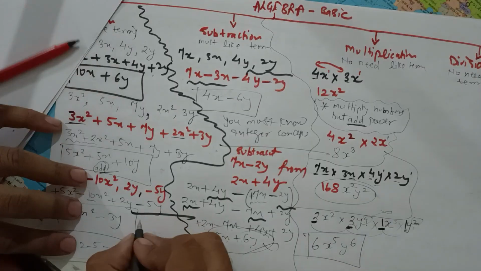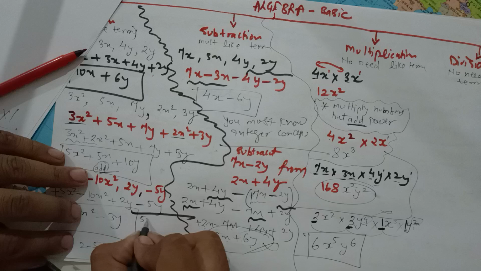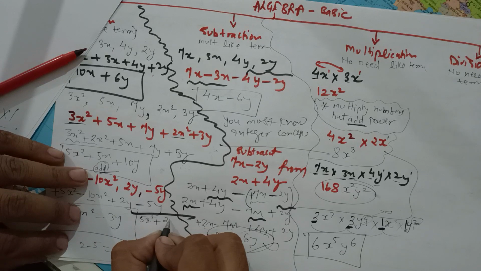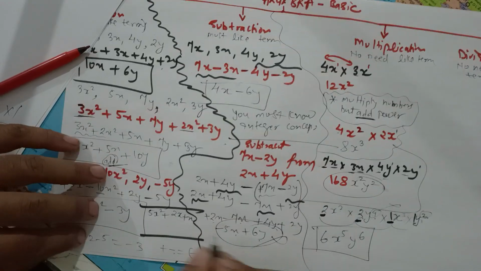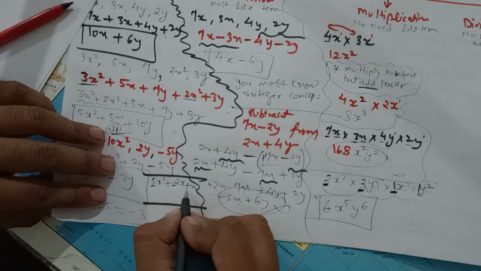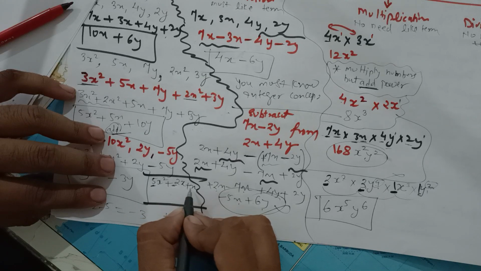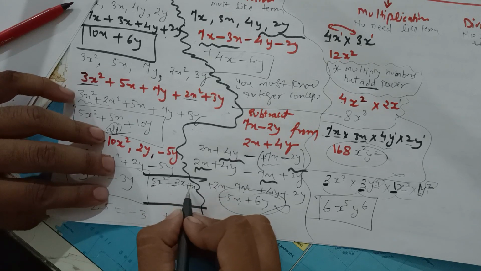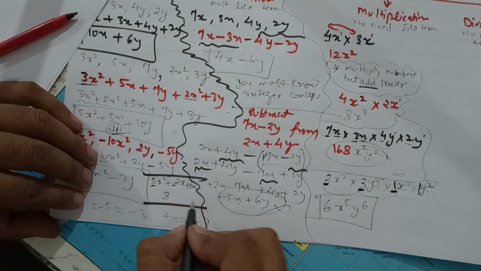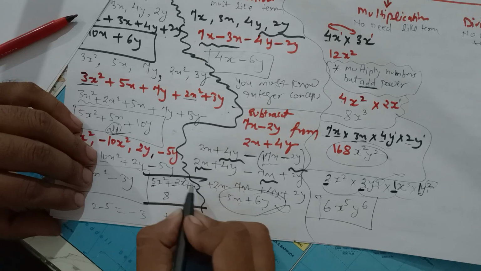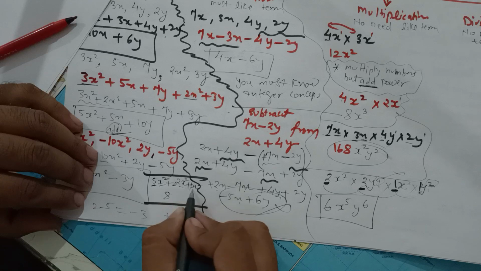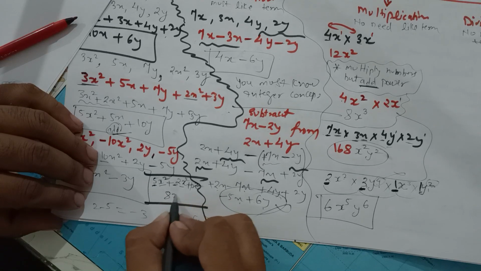In the same way, in addition, if you have 5x square plus 2x plus x, what will be your answer here? Add the numbers, 5 plus 2 is 7, and for x you can't find any number, it means you have 1. So 5 plus 2 is 7, plus 1 is 8, x square, make it a like term because it has x square. So write only x square.